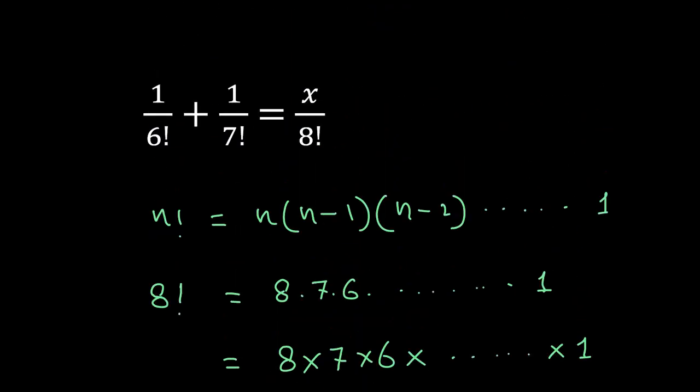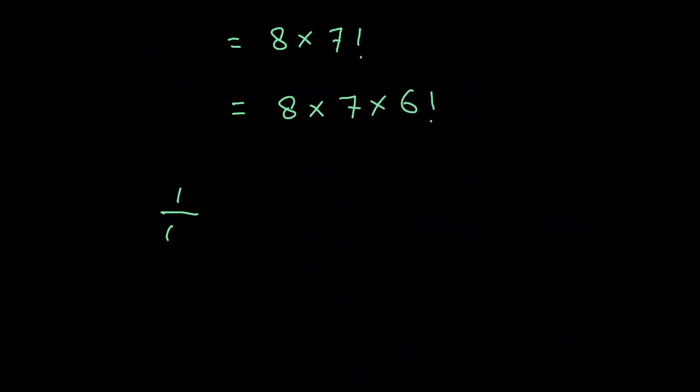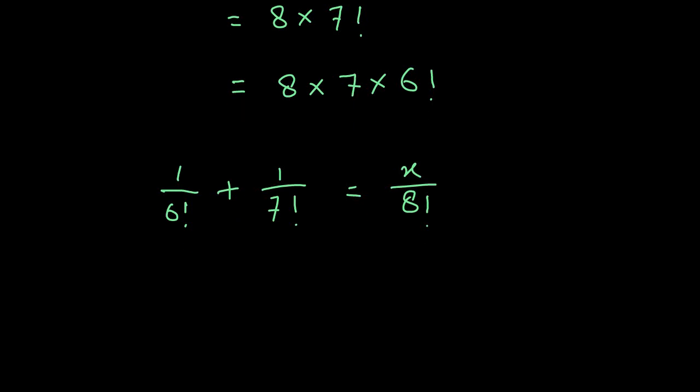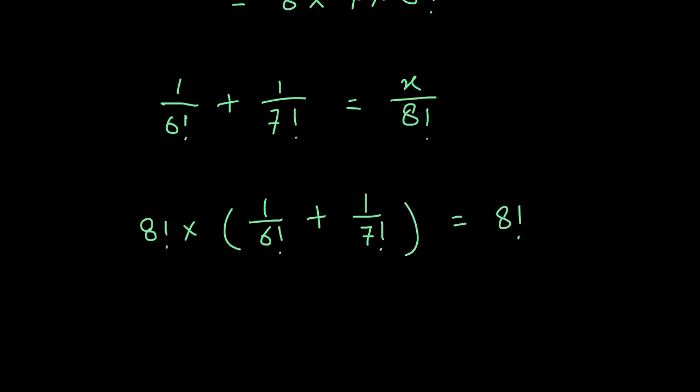So from the given equation, we have 1 by factorial 6 plus 1 by factorial 7 equals x by factorial 8. Now we can multiply both sides with factorial 8. Factorial 8 times (1 by factorial 6 plus 1 by factorial 7) equals factorial 8 times x by factorial 8.